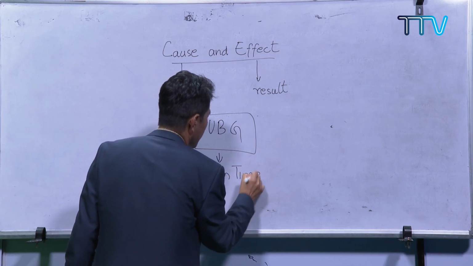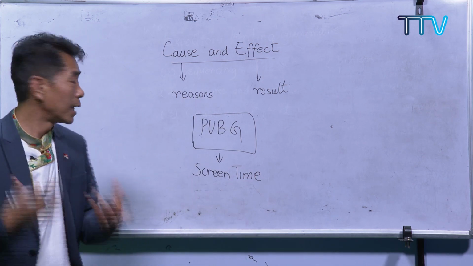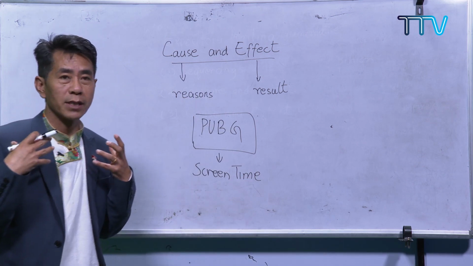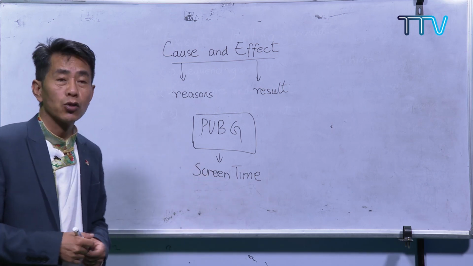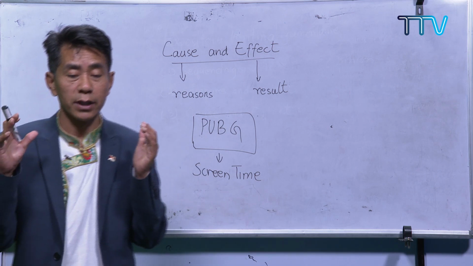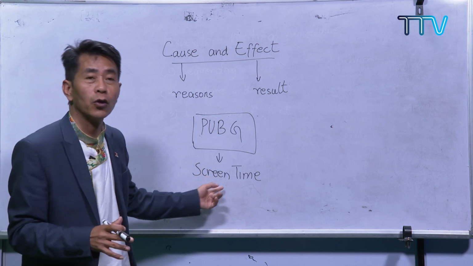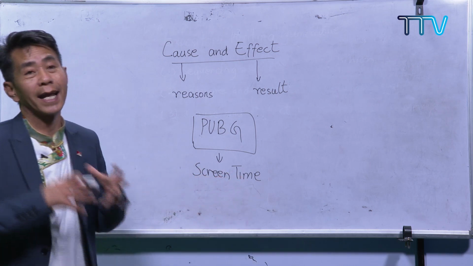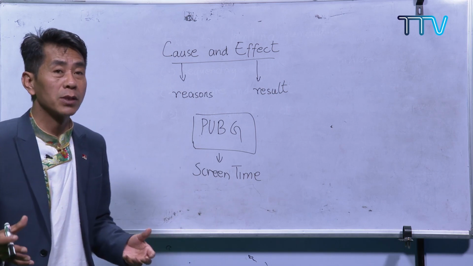What is screen time? Screen time is the time we spend on our mobile, television, iPad, or all these things. So that is screen time. Normally there is one fixed time which we use for screen time, and we should not exceed it. If we exceed it, then there will be lots and lots of problems.